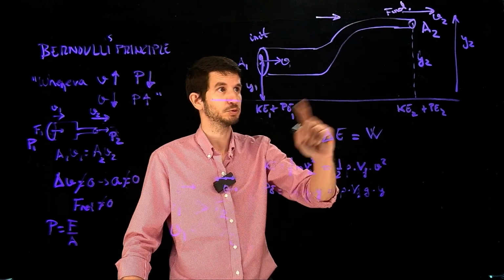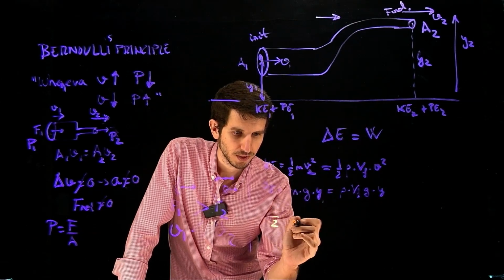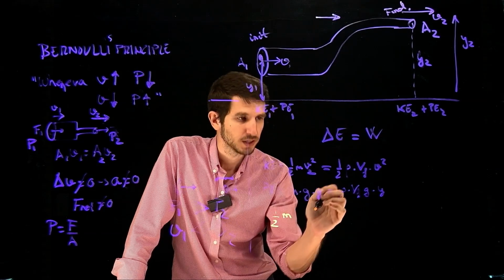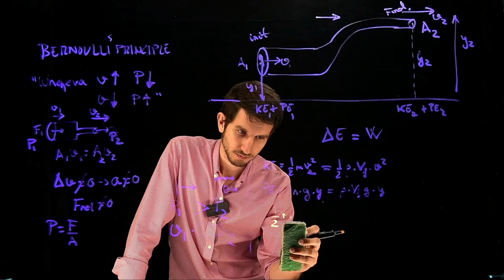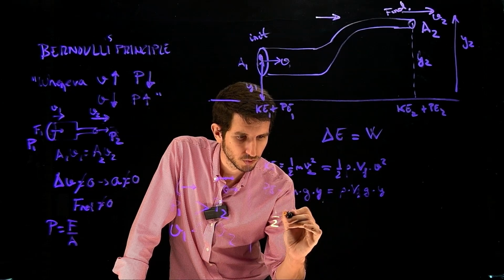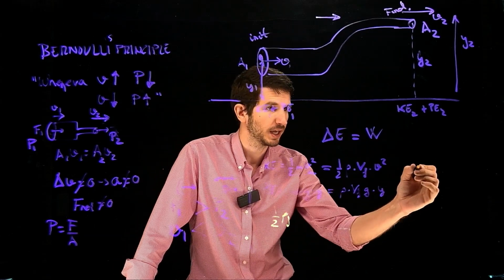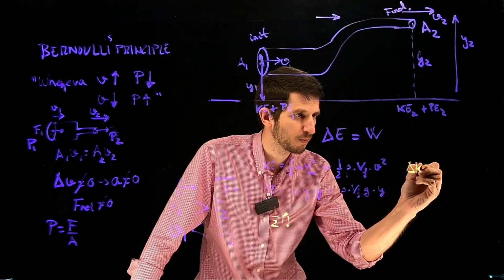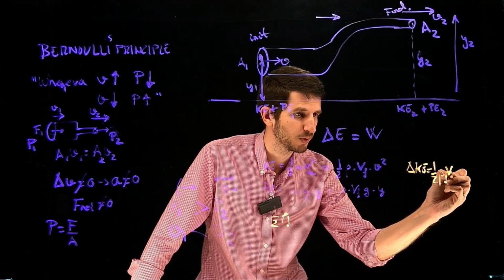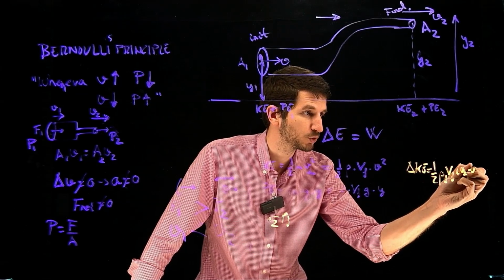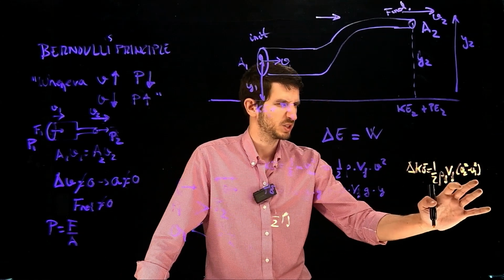difference in kinetic energy between here and there. If you make the numbers, you're going to find that this is 1/2 rho, the fluid is the same, so the difference in kinetic energy is just going to be 1/2 rho fluid, the volume is the same, the only thing is going to be V2 minus V1, and this squared, right? That's going to be the difference in kinetic energy.